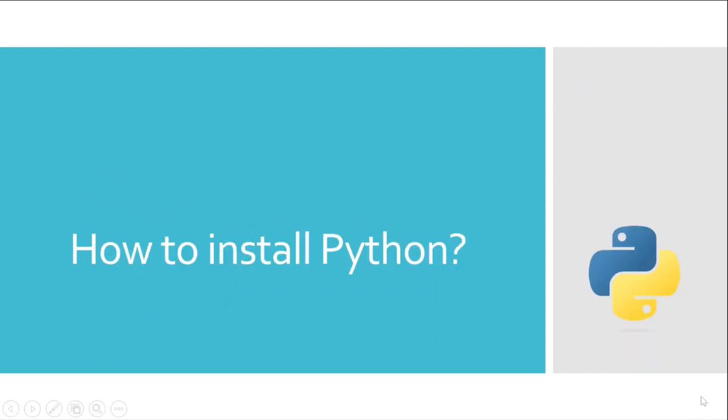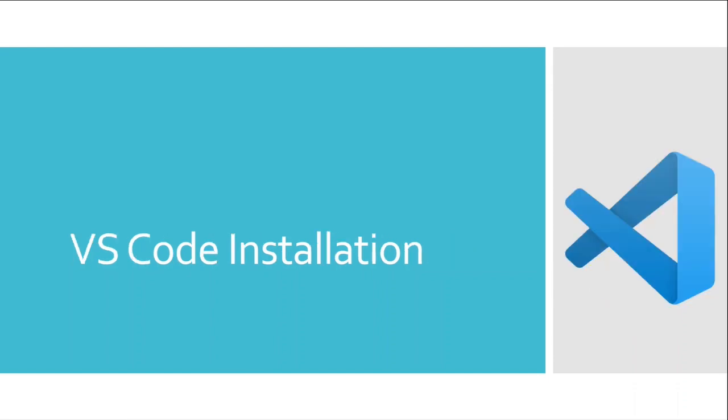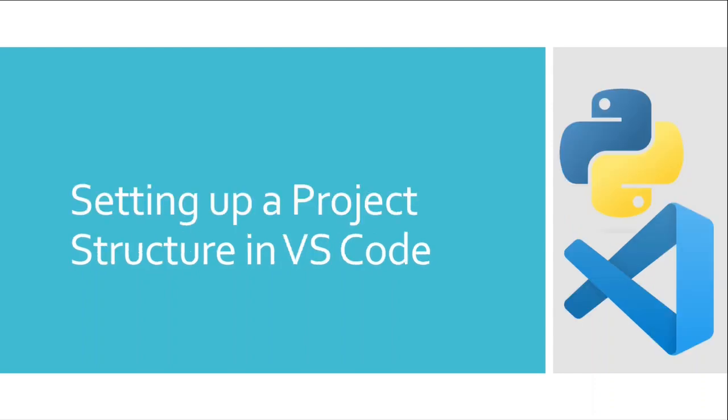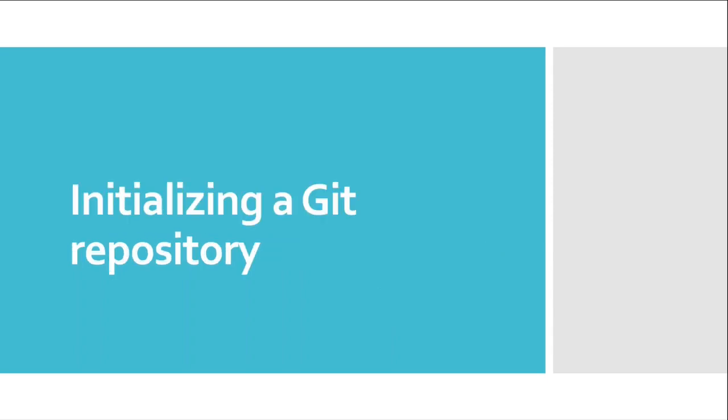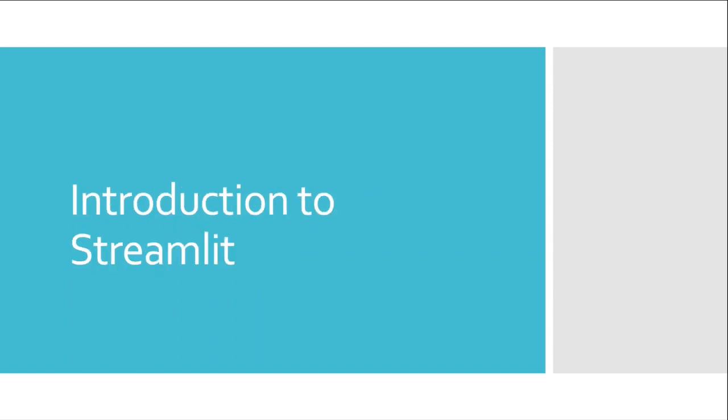First of all, we will start with how to install Python. Then we will install VS Code on Windows operating system. Then we will set up a project structure in VS Code. I will also tell you how to sketch the UI using the Excalidraw tool. I will also teach you how to initialize a Git repository.